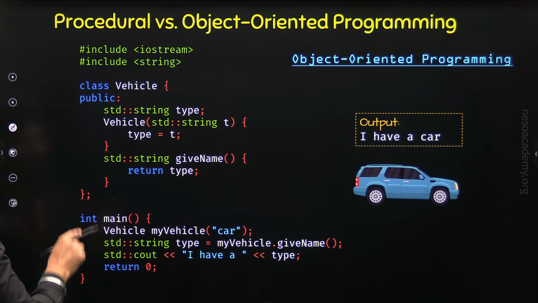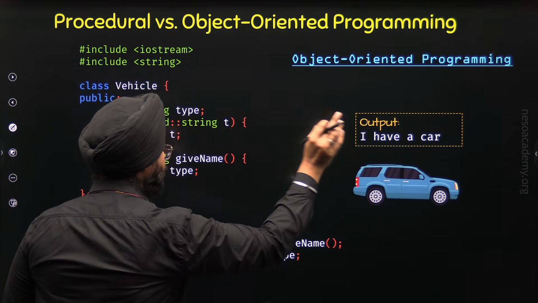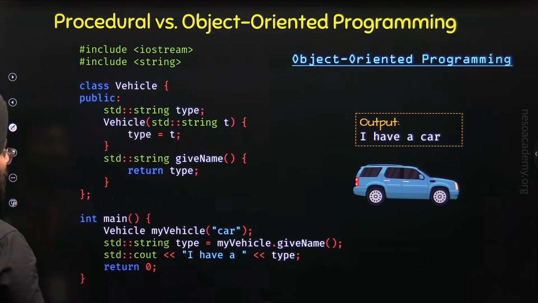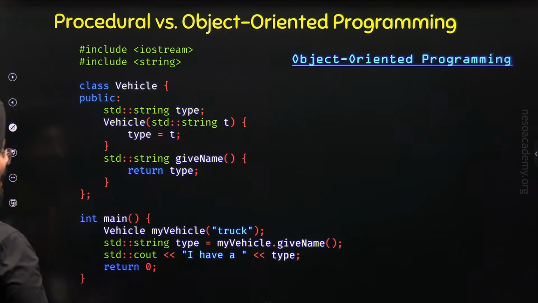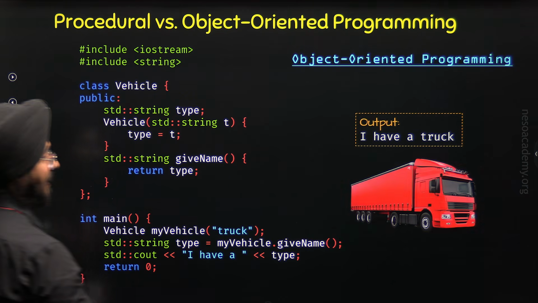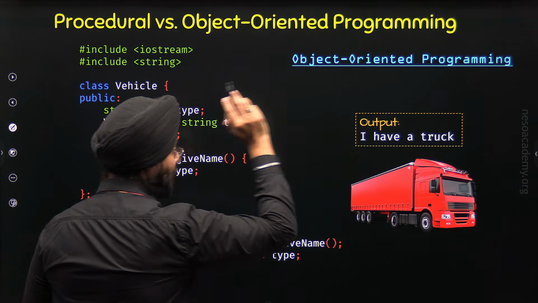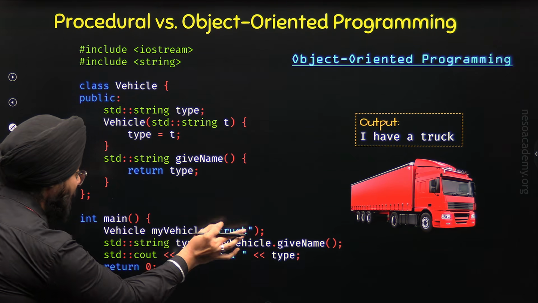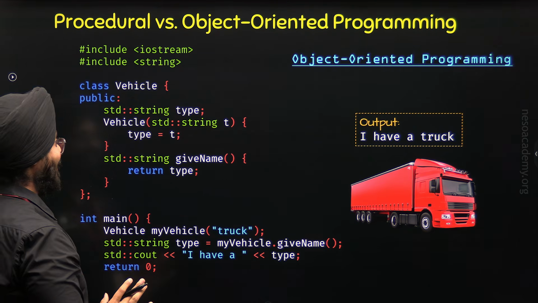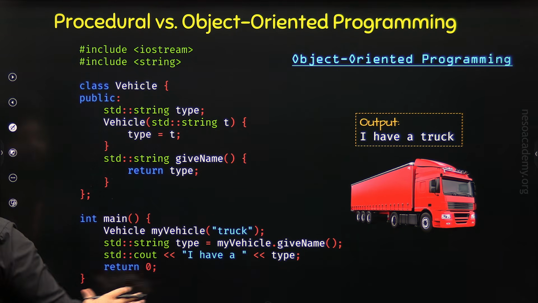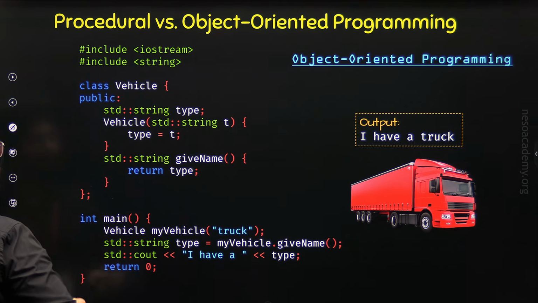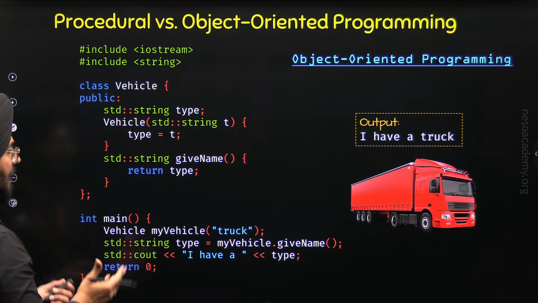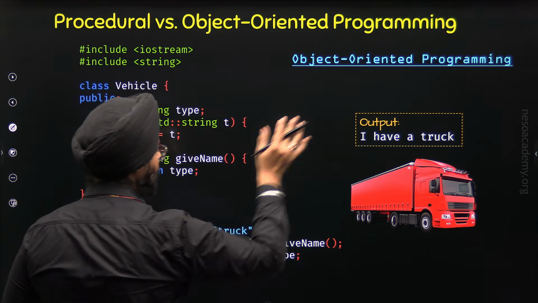What happens if we want to display I have a truck? Hey, we just need to replace car by truck. And when we execute this program, we will get the output I have a truck. Now you can observe that we just have to make a change over here. There is no other change required in this program. This program will work as expected. We will get the output I have a truck.